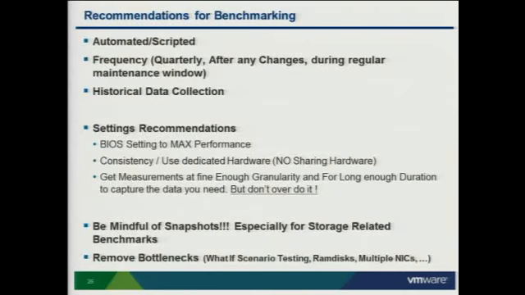All right, just another couple recommendations for benchmarking. We've already talked about some of these. Definitely automate your scripting. Automate or script everything so you collect everything and are as consistent as you can be. Frequency: generally once a quarter or after any major change is probably a good idea for storage or networking. The CPU and memory testing, those specific resource ones, like I said, you probably only have to do at the very beginning.